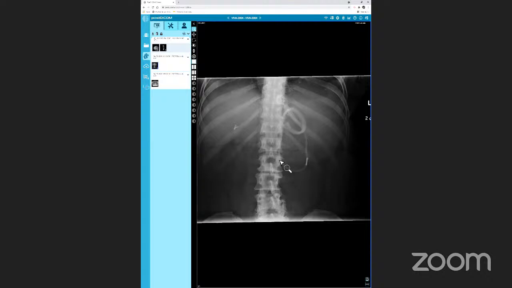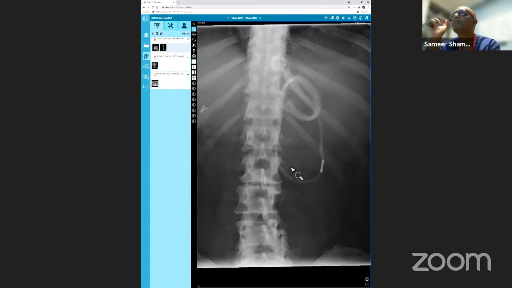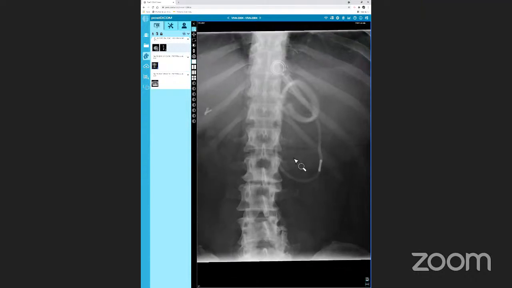So on first inspection, I thought this was a gastrostomy tube or a PEG tube. Is it a gastrostomy tube or something else? Have you seen this before? I've not seen this tube before.